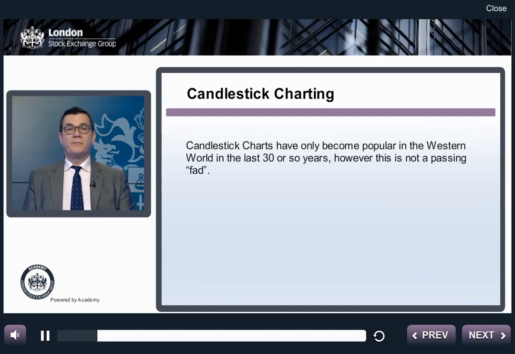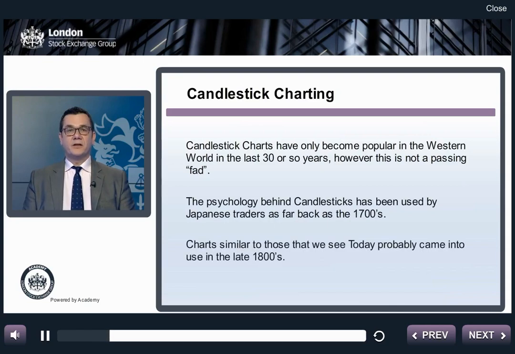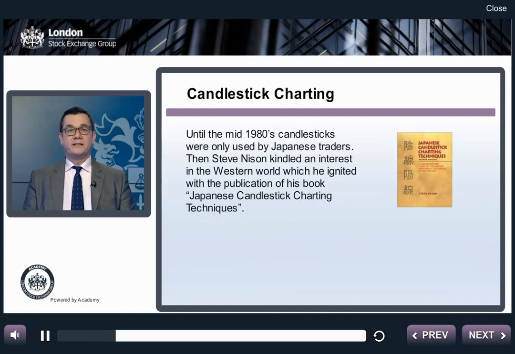Candlestick charts have only become popular in the Western world in the last 30 or so years. However, this is not a passing fad. The psychology behind it has been used by Japanese traders as far back as the 1700s. Charts similar to those we see today came into use around the late 1800s. Until the mid-1980s, candlesticks were only used by Japanese traders.